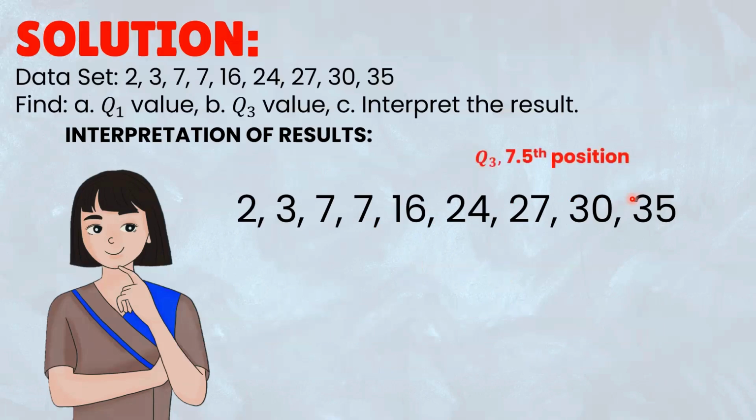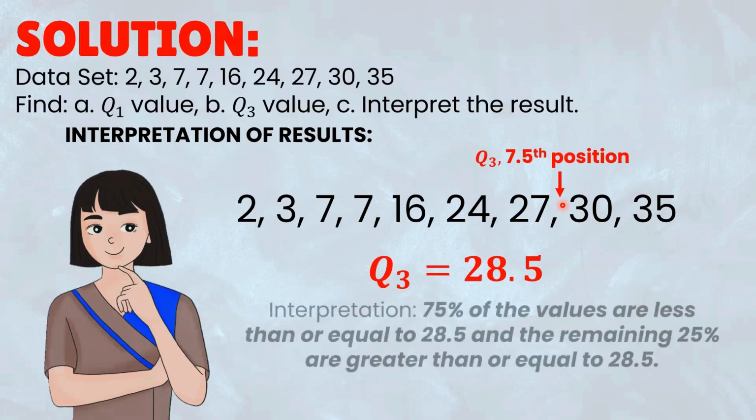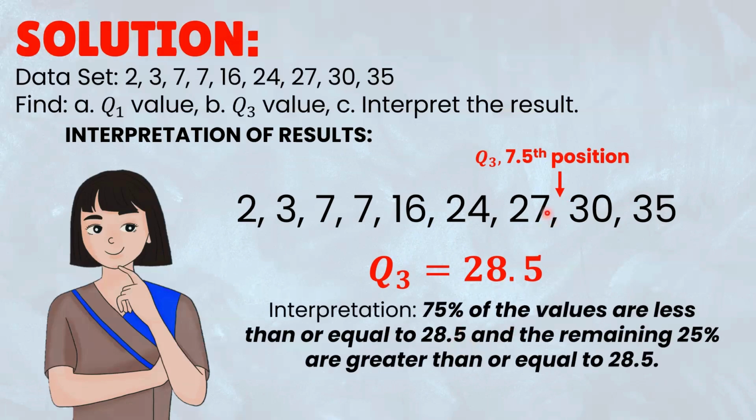Next, the Q3 value is located in the 7.5th position here. And it is equal to 28.5. So a Q3 value, which is 28.5, means that 75% of the values are less than or equal to 28.5, and the remaining 25% are greater than or equal to 28.5.